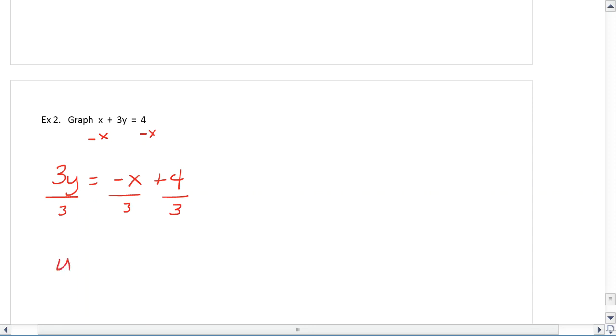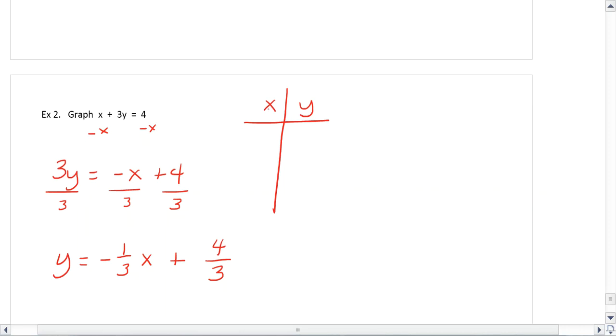And then we have y equals, now some of you like to write this as negative 1/3 x. Some of you will want to write it as negative x over 3. That's the same thing. Plus 4/3. So now after we have solved this for y, we need to make an xy table.